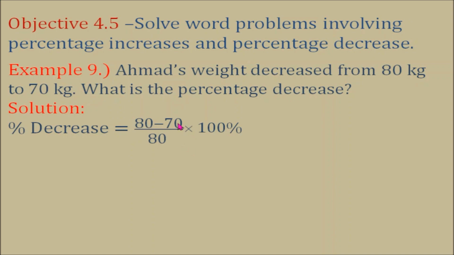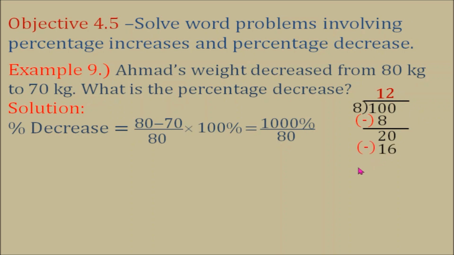80 minus 70 is 10 times 100%, it's 1000%. Then divided by 80. We can cancel out 1 zero here, so we only have 100% divided by 8. So by long division, 10 divided by 8 is 1. 1 times 8 is 8. Then 10 minus 8 is 2. Then bring down the next digit, 0. So that's 20 divided by 8. That's 2. 2 times 8 is 16. And then 20 minus 16 is 4.